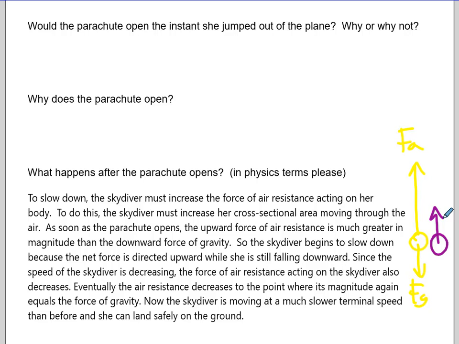So since the speed of the skydiver is decreasing now, the force of air resistance acting on the skydiver also decreases. This is that feedback loop we're talking about. And eventually the air resistance decreases to the point where its magnitude again equals the force of gravity. So now the skydiver is moving at a much slower terminal speed than before, and she can land safely on the ground. So when you jump out, there's a terminal speed you'll hit without having a parachute. Once you open your parachute, after everything balances out, you'll have a new terminal speed, which is hopefully slow enough that you can land on the ground and not break your legs.